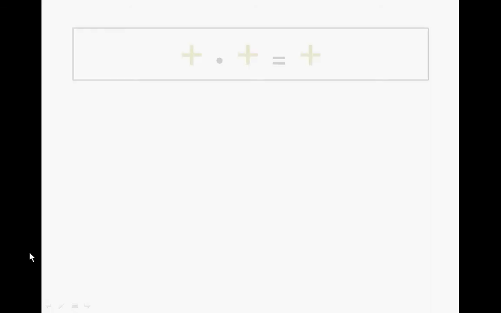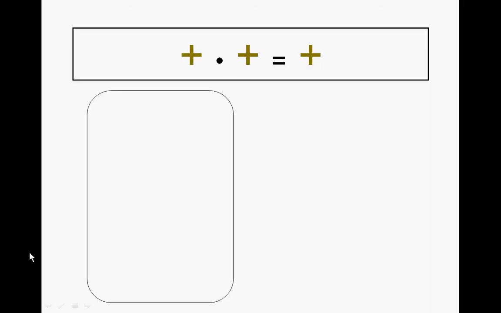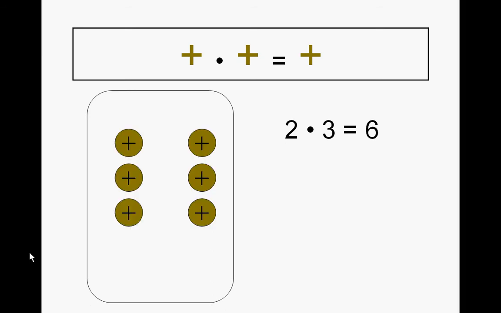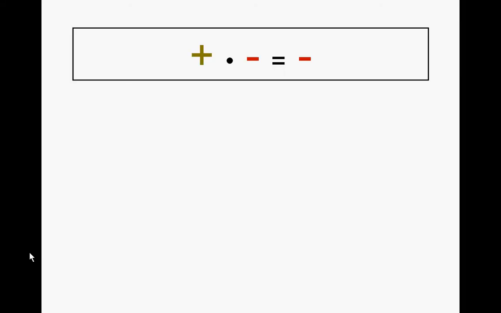If we're doing this with counters, it'd just be two groups of 3, and that would give you 6. Okay, what about a positive times a negative? That is going to be negative. So if we have 4 times negative 3, we're going to get negative 12.